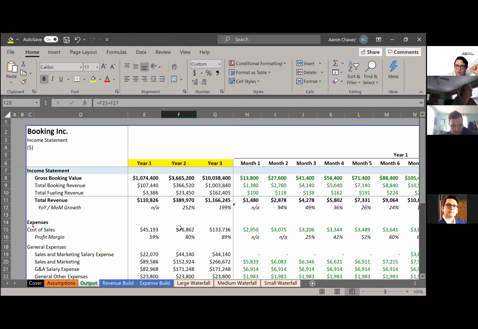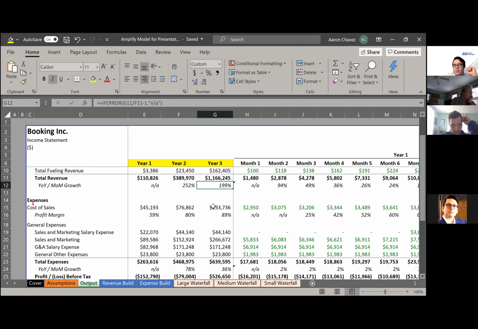What does this do for me actually? Well, what this tells me is you're projecting to go 10x in the first 3 years. You're going from 1 million to 10 million. Okay, that's interesting. You're saying that your growth in year 3 is going to basically be 200%. I wonder if I believe that.